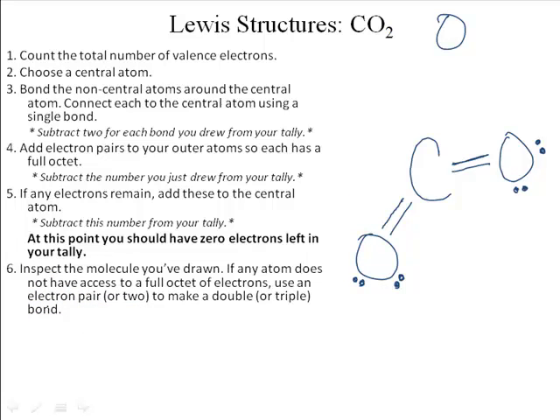Now when I check, my oxygens each have access to 8 valence electrons, and the carbon also has access to 8 valence electrons, 4 through one double bond, 4 through the other. So this is the complete Lewis structure for carbon dioxide.